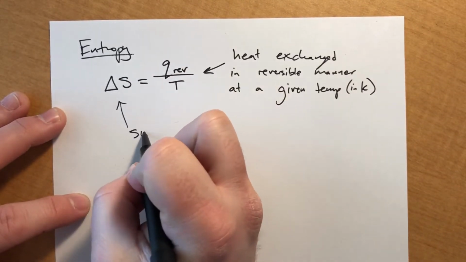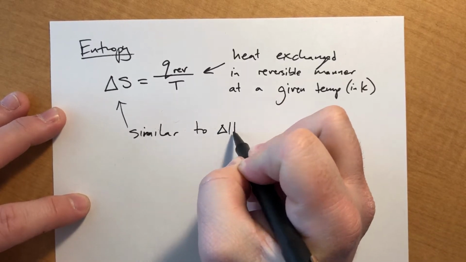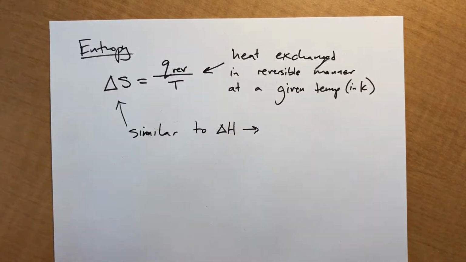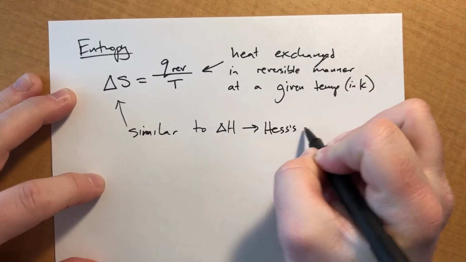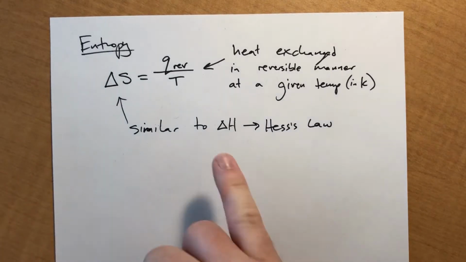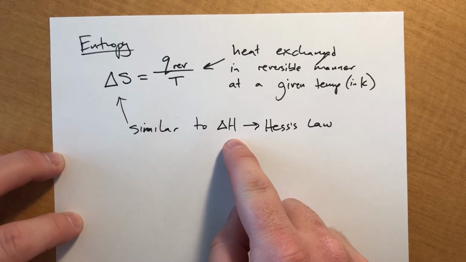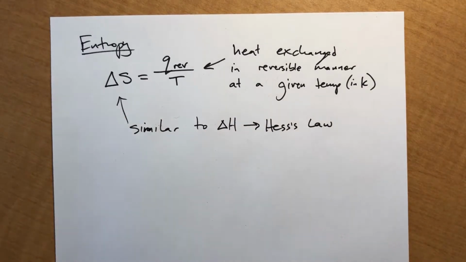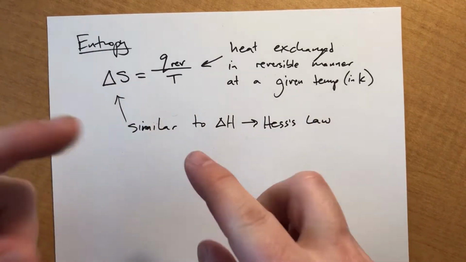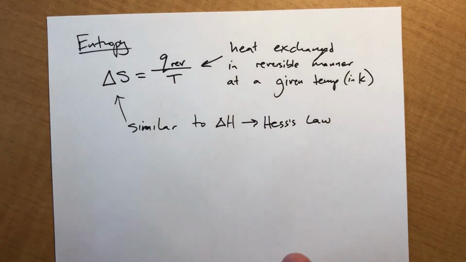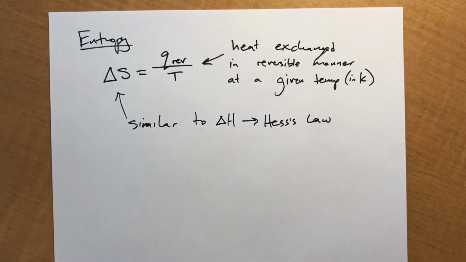This is similar to delta H in the sense that it behaves just like it did for Hess's law. So what I mean by that is if you have multiple reactions, you can add them together in the same way that we could add delta H values and everything canceled out. If you reverse an equation, the sign of delta S will change. If you double everything, the value of delta S will double. Same stuff that we saw for delta H.